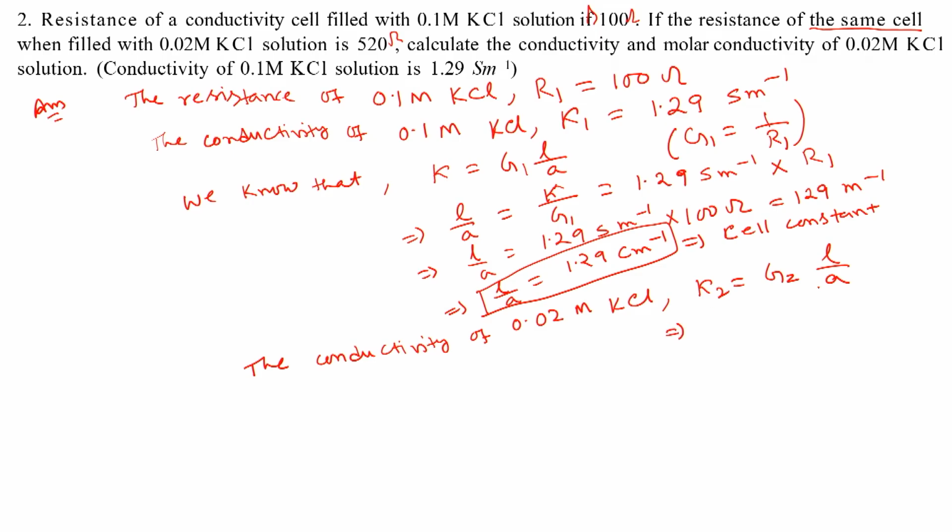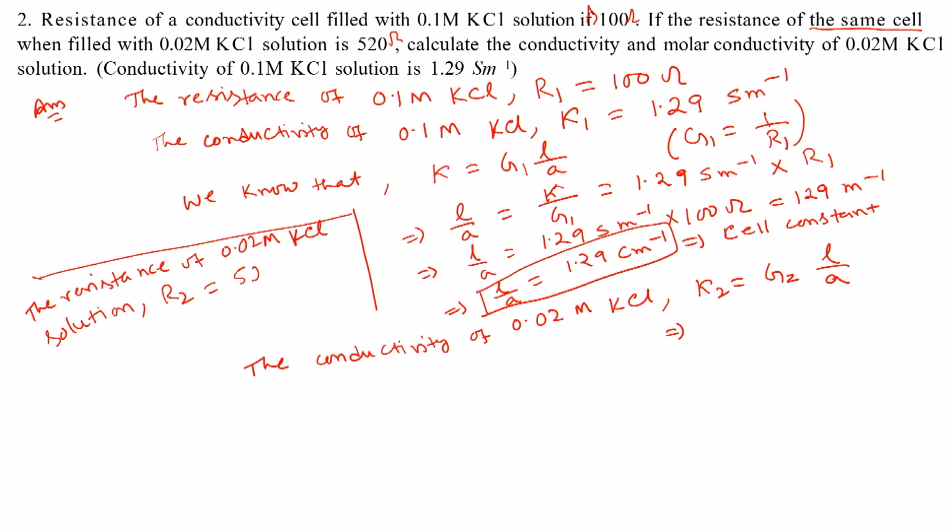So now we got the value of L by A, and G2 is nothing but R2. R2 is given. The resistance of 0.02 molar KCl solution, if we call this R2, is 520 ohm. So kappa 2 is 1 by R2 times L by A. So we can calculate the value of kappa 2.